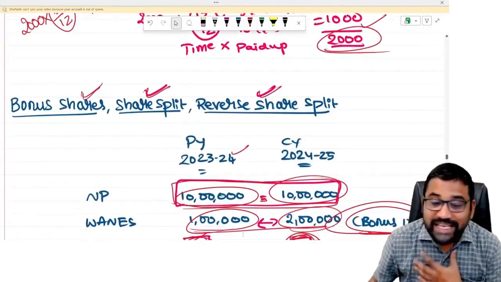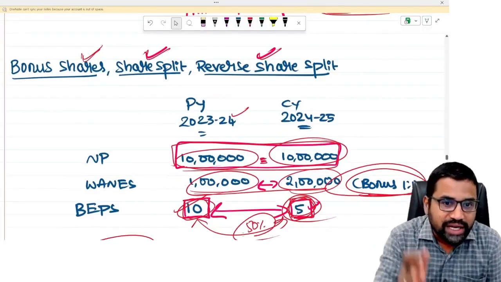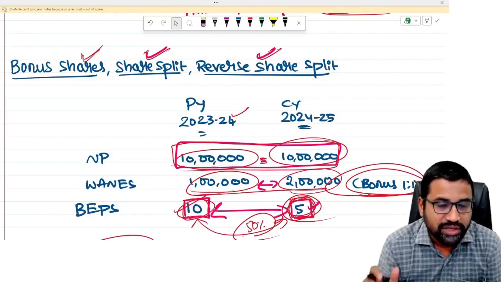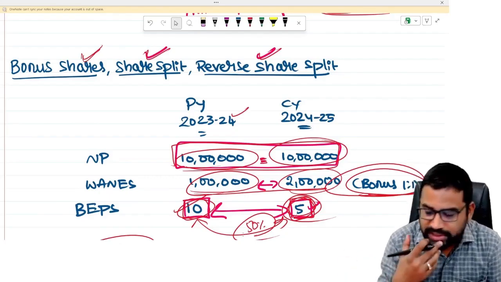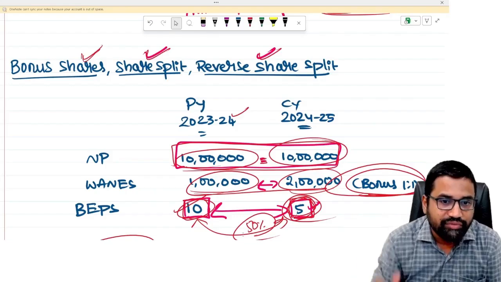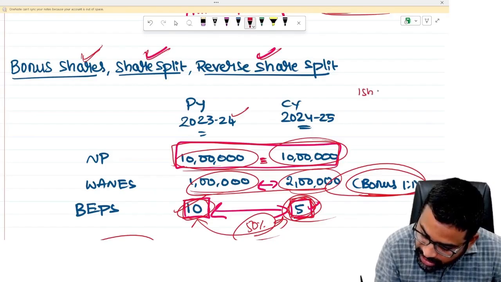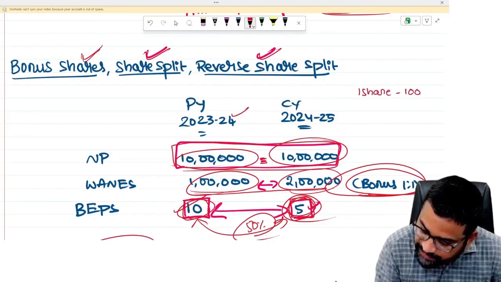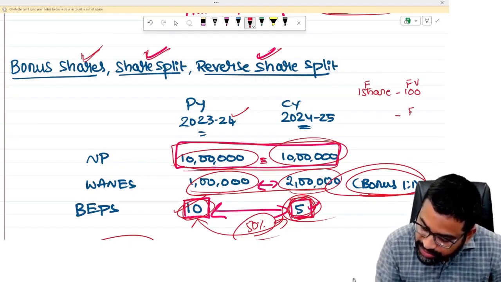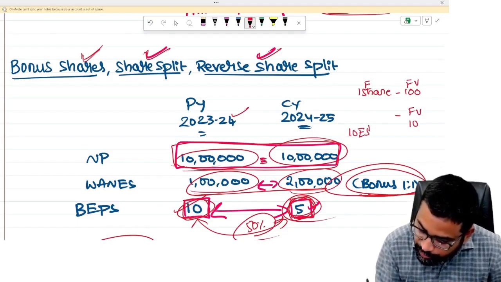Now next, share split. Share split and reverse share split follow the same concept. What is a share split? One share is divided into multiple shares, a subdivision of shares into shares of smaller amount. Reverse share split means aggregating certain shares, consolidating shares into a share of one larger value. For example, one equity share has a face value of 100 rupees. Now what we have done is we split it into 10 rupees, so 10 equity shares of 10 rupees each.